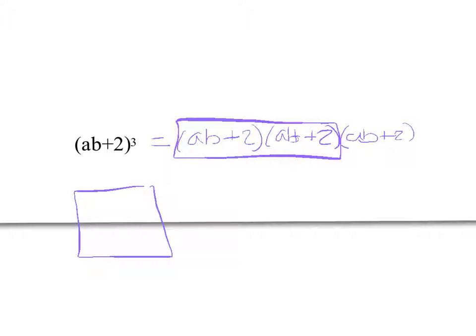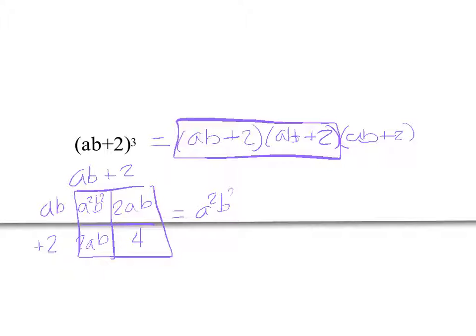So I start with one box. I've got ab plus 2 and ab plus 2. So in the top left, I'm going to have ab times ab, so that's a squared b squared. And then in the top right, I get 2ab. In the bottom left, I get 2ab. And in the bottom right, I get 4. So now I have a squared b squared plus, and then that diagonal I get 2ab plus 2ab, that's 4ab, plus 4. And I've got to take that, remember this is all what that is, I still have to take it times that, so ab plus 2.